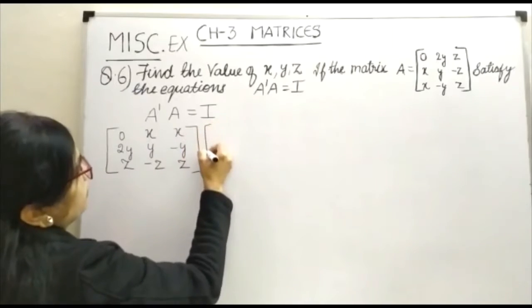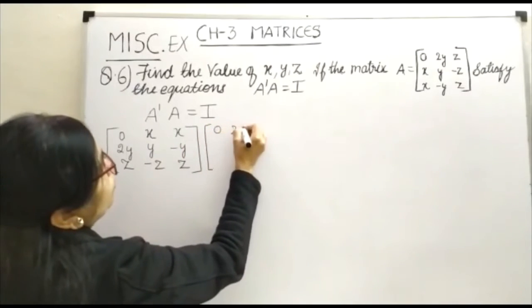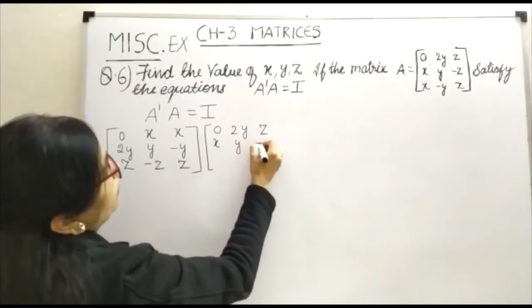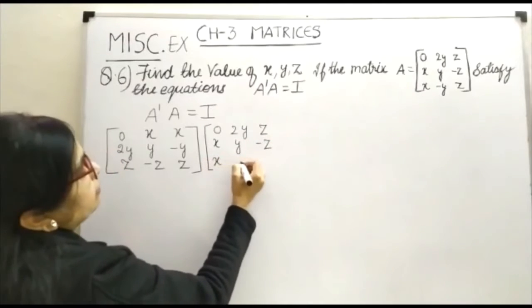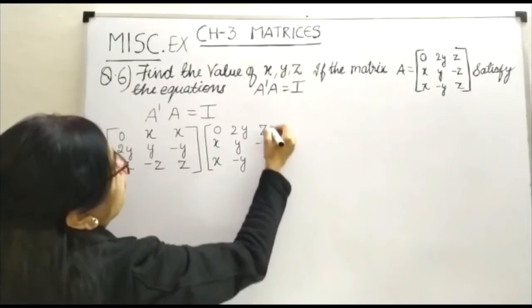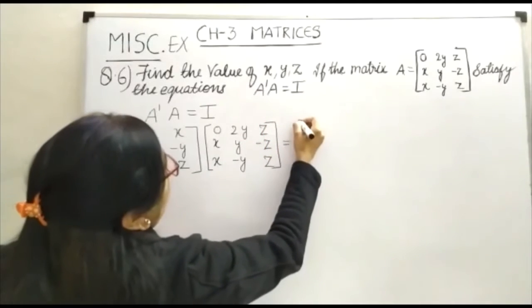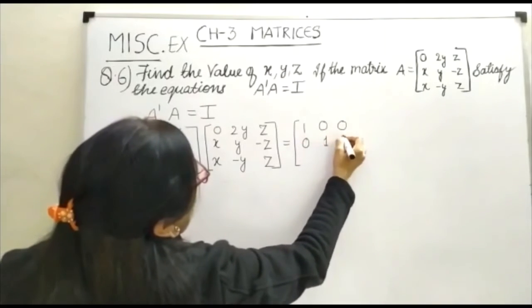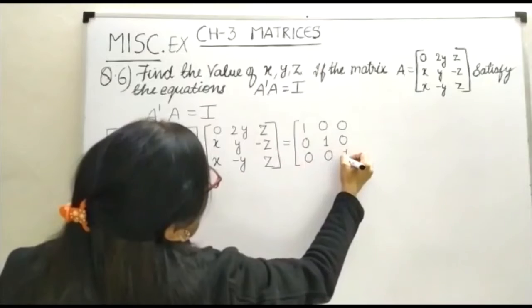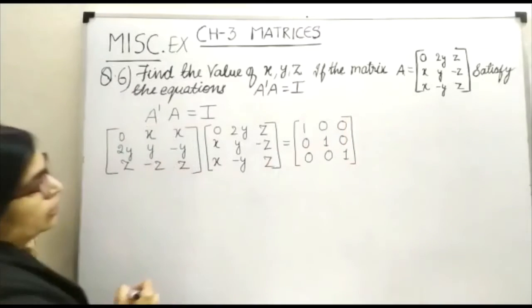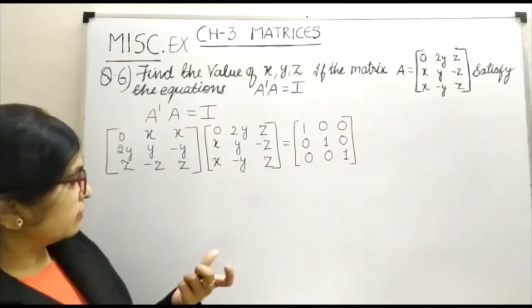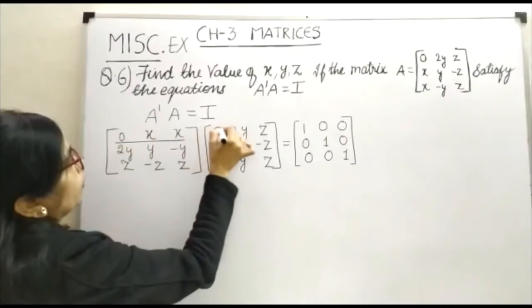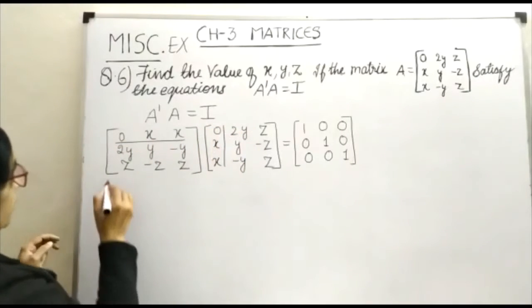Now we can write A as it is: 0, 2y, z, x, y, minus z, x, minus y, z, and this is equal to the identity matrix of order 3 by 3, so 1, 0, 0, 0, 1, 0 and 0, 0, 1. Once you have written this equation, now let us multiply. You know that the first row will be multiplied with the first column. So let us see what we get.